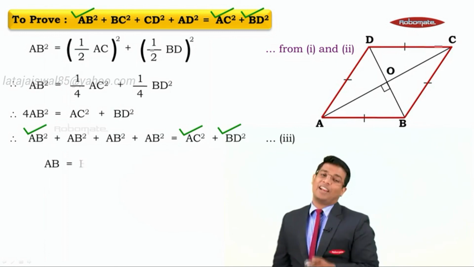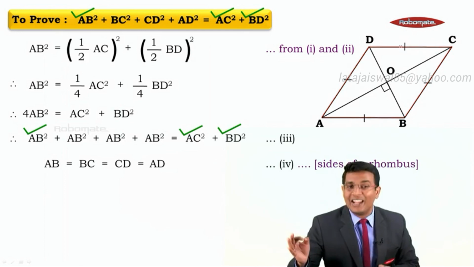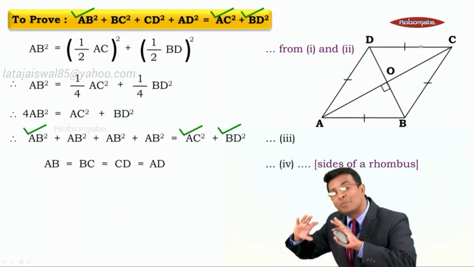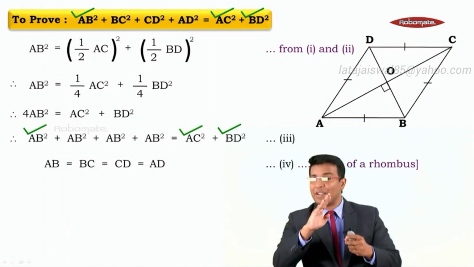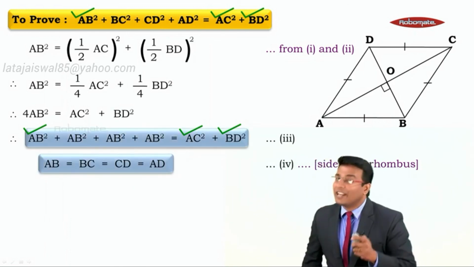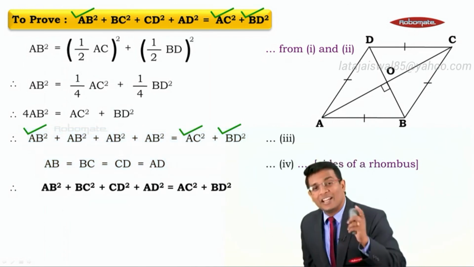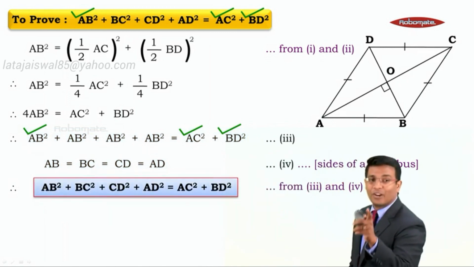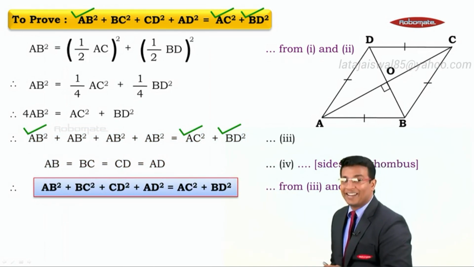That means we can write AB is equal to BC is equal to CD is equal to AD, which will be a statement number 4, and the reason is sides of a rhombus. We just need to substitute these values in that statement number 3. Instead of AB, AB and AB, we write there BC, CD and AD. So now we would get the result as AB square plus BC square plus CD square plus AD square is equal to AC square plus BD square, and we get it from where? We got it from 3 and 4, and our proof is done. Was this easy? Simple, right? Very important.